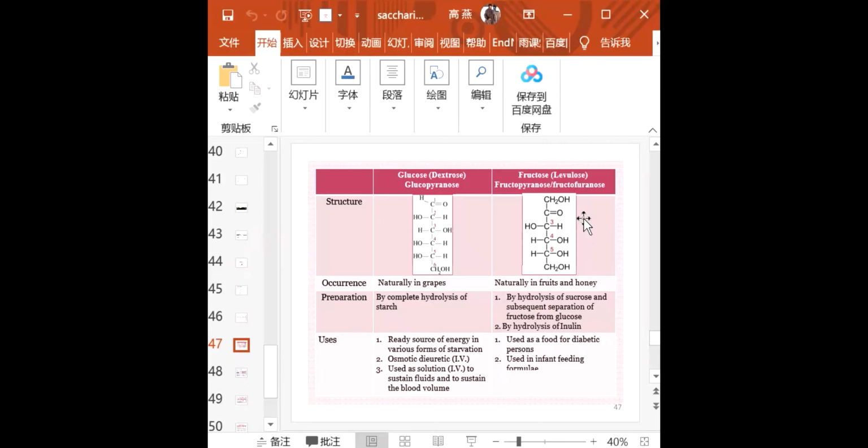from a ketose or an aldose. For aldose, it can turn the Fehling, the greenish bluish solution, into brick red precipitate, but not for ketose.